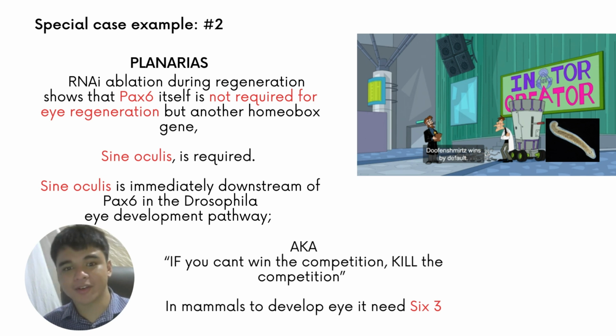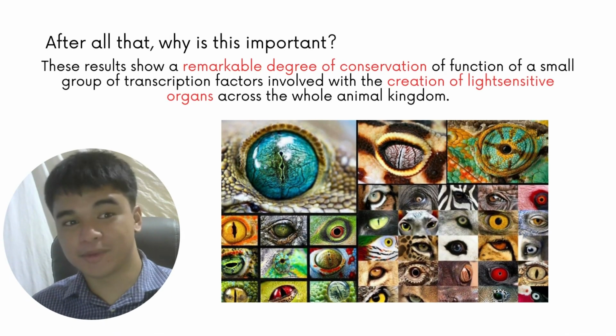So for Drosophila, Sine oculis is the most important because it basically acts downstream of PAX6, aka if you can't win the competition, kill the competition. That's what Sine oculis did. It killed PAX6 so that it's the only one that can influence the eye. So in mammals, the development of the eye is just Six3, which is also another homologue. And after all that, why is this important? Simple.